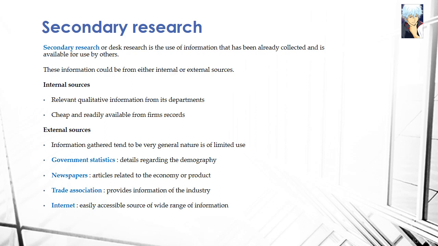This could be from government statistics, which provide information about the population, the age groups, and everything. Newspapers could be about the economy or certain types of products in the industry. Trade associations provide information about the industry. These are specific magazines of sorts. The internet also is the best sort of gathering data. Think about Google. When you have any sort of market idea, I'm pretty sure the first thing you do is Google it.